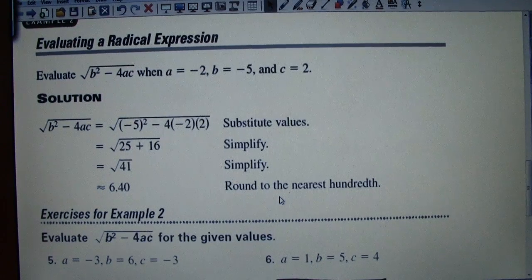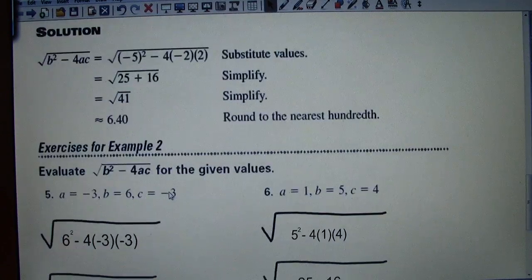Okay, let's look at example 2. Let's evaluate a radical expression. If you notice in this first example, we have the square root of b squared minus 4ac. And we're given the substitution for the variables a, b, and c. So we're going to substitute these variables with the numbers, and we're going to work the expression out using order of operations. And notice in this example, the radical symbol stays throughout the entire problem, kind of like if it was a whole group in parentheses.